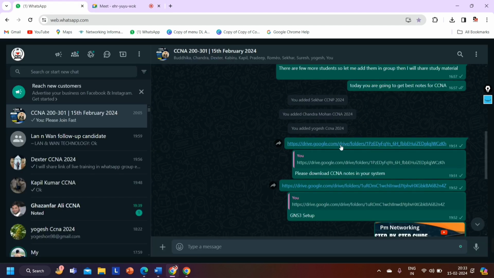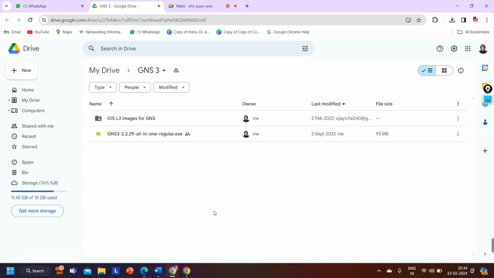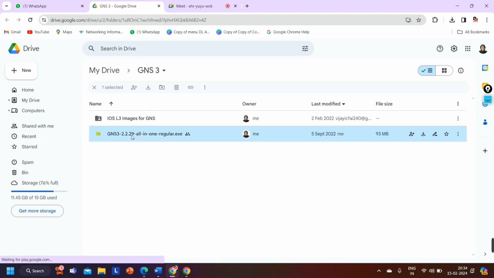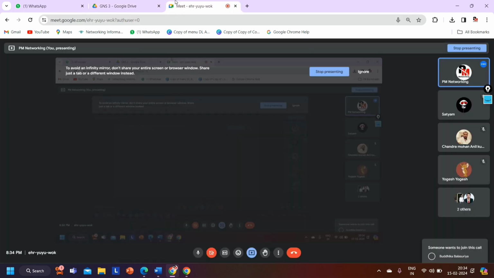No. The next thing that I have shared in the group is the GNS3 setup. So this is my drive link. Click on this drive link, and it will take you to this file. Here you have one software. This is the GNS3 file, right? You need to install this software in your system, and after that you need to import L3 images there.